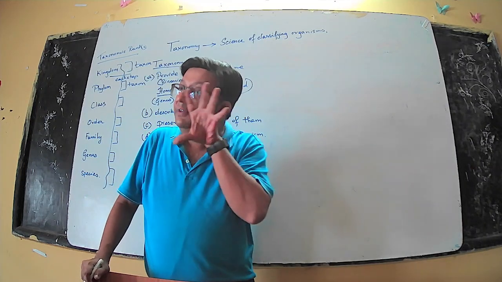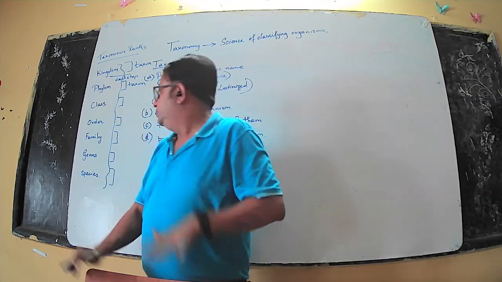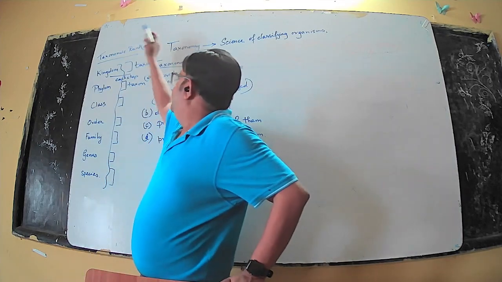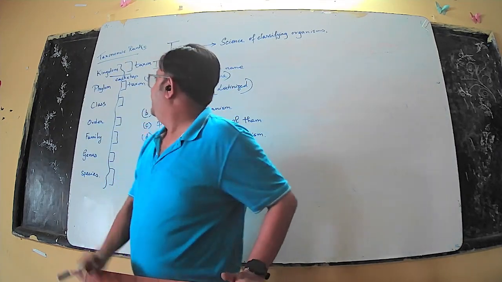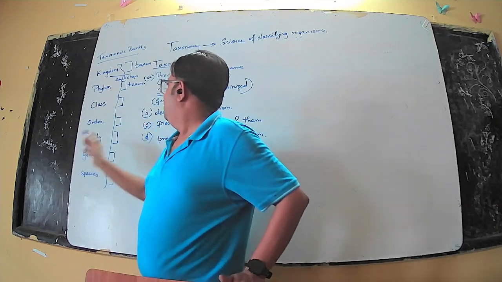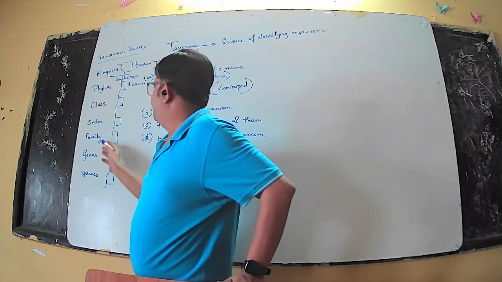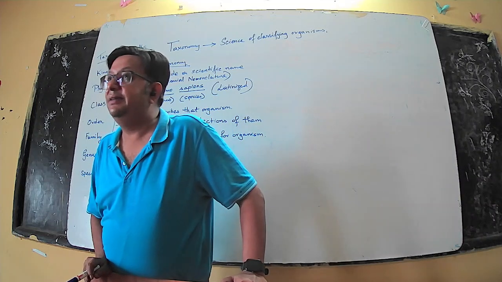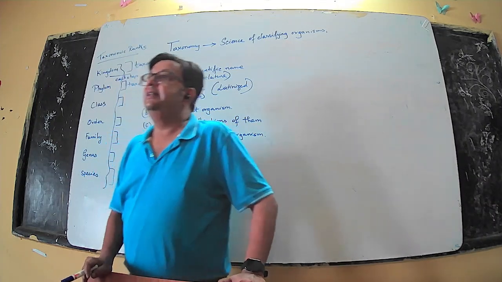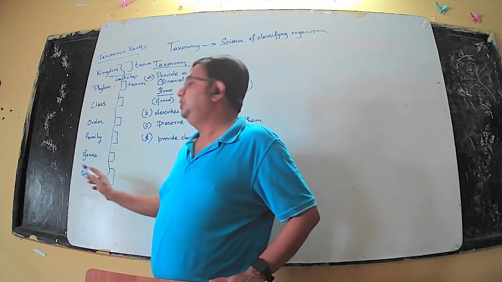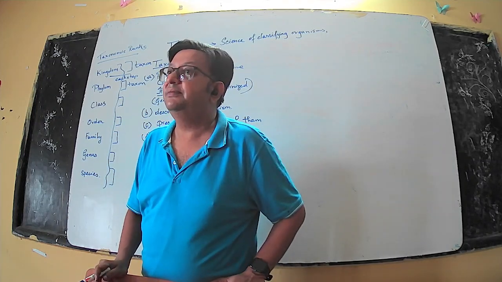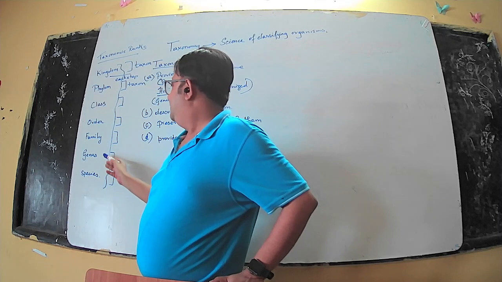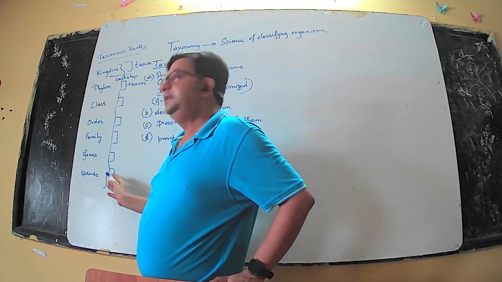Then, within that group, for example, we are talking about dogs. You have kingdom Animalia, phylum Chordata, class Mammalia, order Carnivora, family Canidae, genus Canis, and species familiaris. For human beings it goes the same way: family Hominidae, genus Homo, species sapiens.